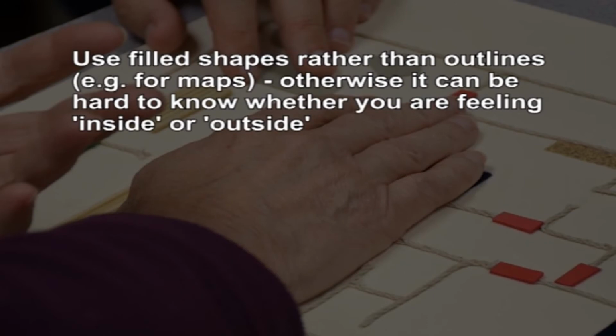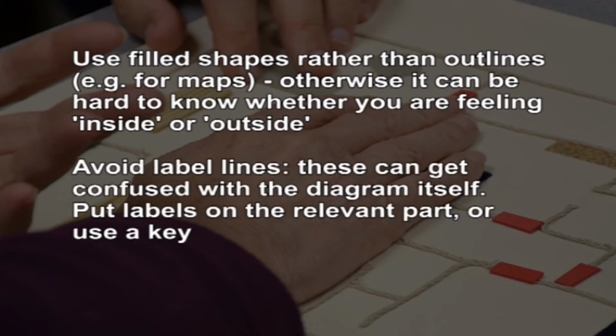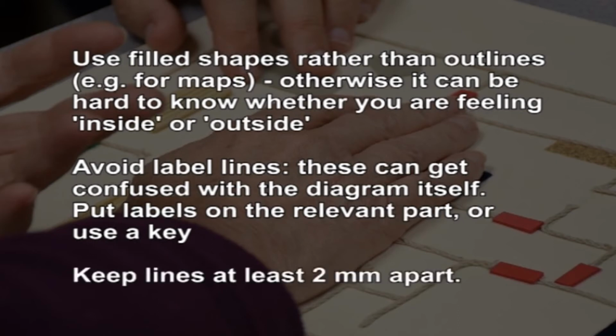Use filled shapes rather than outlines. For example, for maps, otherwise it can be hard to know whether you are feeling inside or outside. Avoid label lines, these can get confused with the diagram itself. Put labels on the relevant part or use a key. Keep lines at least 2 mm apart.